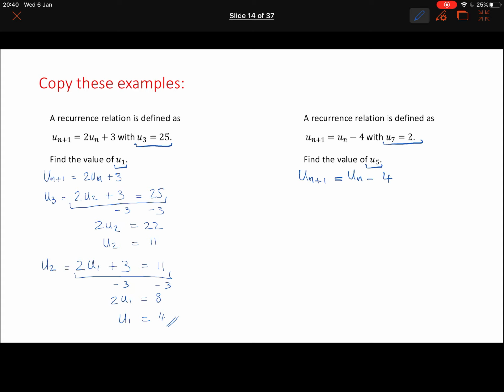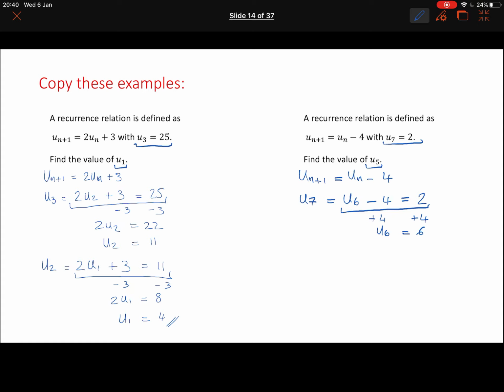Now I know u7, so u7 would have come from u6 minus 4. And I know that u7 is equal to 2, so I can make this equal to 2. And this gives a nice wee equation to solve. u6 take away 4 equals 2. So to get u6 on its own, I'm going to add 4 to each side, and I get that u6 must be equal to 6.